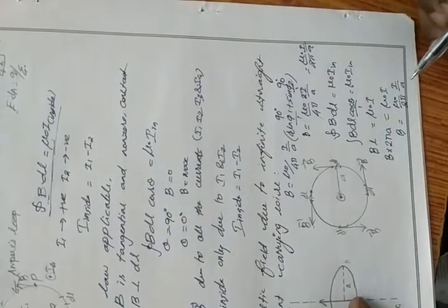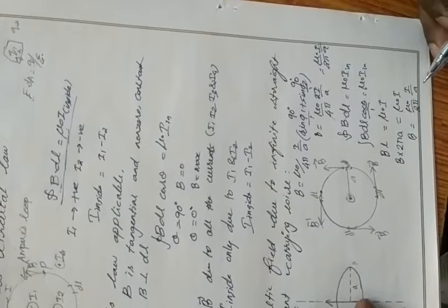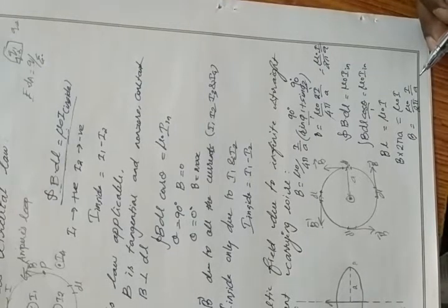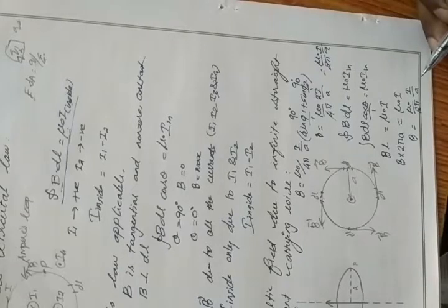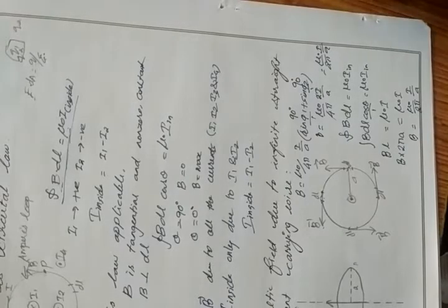So by using Ampere circuital law, we derive the equation for the magnetic field due to an infinite straight current carrying wire. This is one important question. If they ask to find the magnetic field due to an infinite straight current carrying wire using Ampere circuital law, then this is your answer: B equal to mu naught by 2 pi I by a.